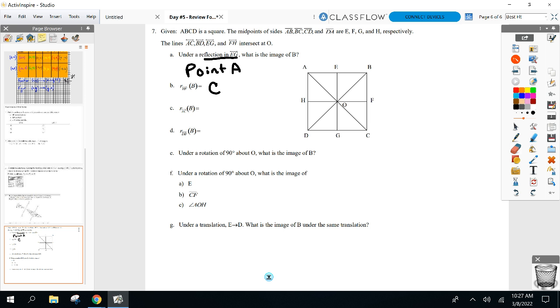All right, what line are we going to reflect over now for part C? AC. So now everyone take point B. Can you flip it over AC and tell me where it goes?